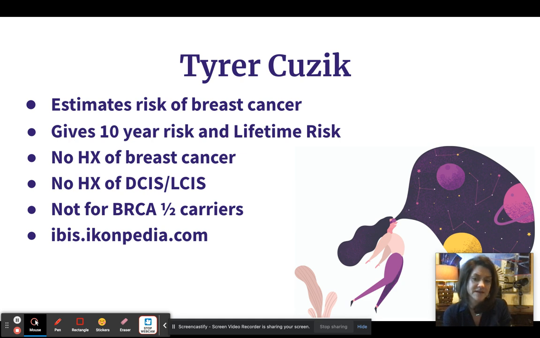The other part about Tyrer-Cuzick is it's more thorough. It includes the patient's breast density. You can include affected cousins. And you can also include other genes.